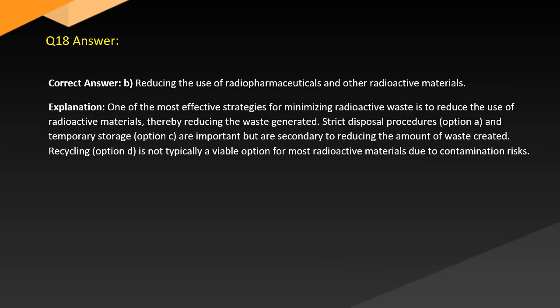Answer. Correct answer B. Reducing the use of radiopharmaceuticals and other radioactive materials. Explanation. One of the most effective strategies for minimizing radioactive waste is to reduce the use of radioactive materials, thereby reducing the waste generated. Strict disposal procedures, option A, and temporary storage, option C, are important but are secondary to reducing the amount of waste created. Recycling, option D, is typically not a viable option for most radioactive materials due to contamination risks.